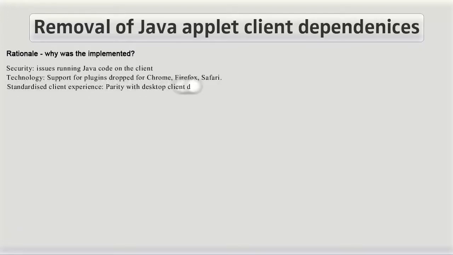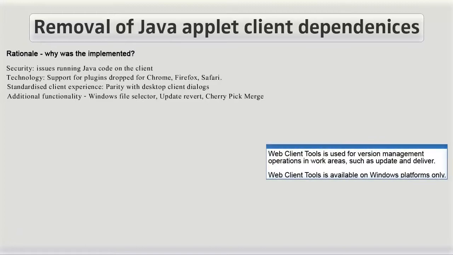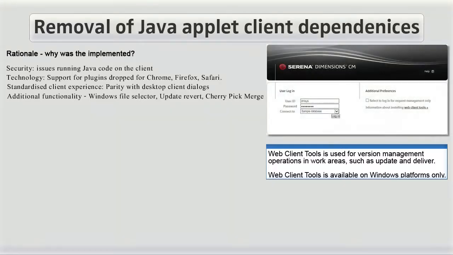Enabling the web client tools will give a more standardized client experience and include additional functionality, such as the native operating system file selector, the update from stream functionality to be able to reset the work area to reflect the content of the stream, and request cherry pick merge, which allows merges to be driven by a particular request or set of requests. If your environment does not allow Java, or you are using a browser that does not support Java applets, web client tools are used instead.